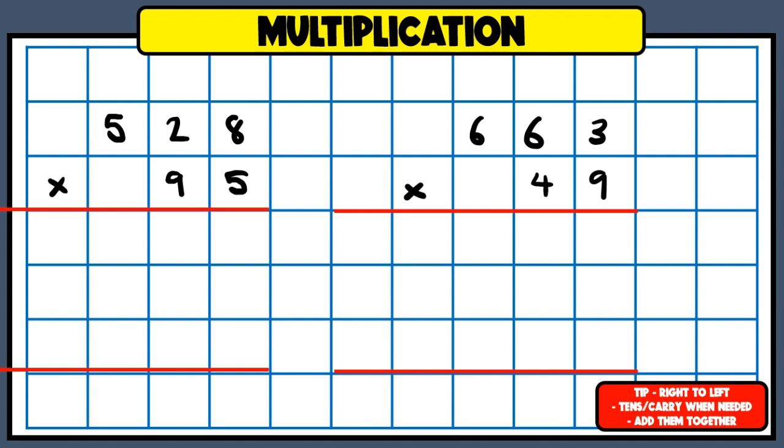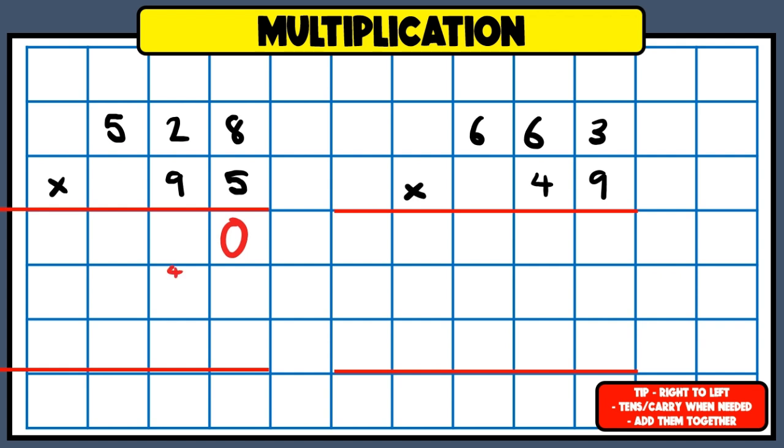Okay, so long multiplication. Long multiplication just means that you're multiplying 2 or more digits to a number. So let's have a look. We're going to start with our 1s and then we'll move on to the 10s afterwards. We've got 528 times 95 and we have 663 times 49. So let's start with the first one, 5 times 8. So 5 times 8 is 40. Put the 1s there, put my little 10s underneath.